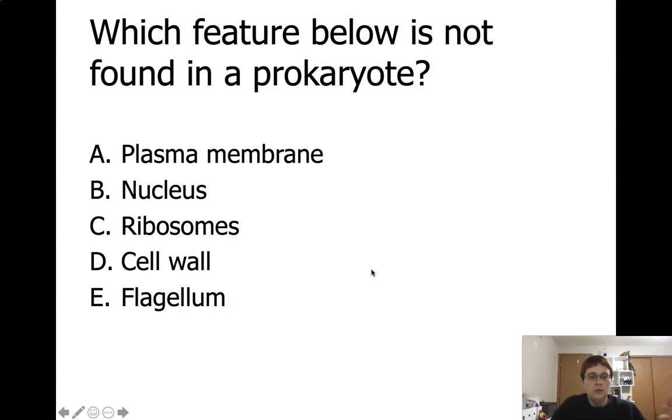Now, in the previous lecture, we looked at prokaryotes. We've seen a little bit now about eukaryotes. So which of these is a feature or a structure not found in a prokaryote, since we're now focusing on eukaryotes? Which of these is not found in a prokaryote?